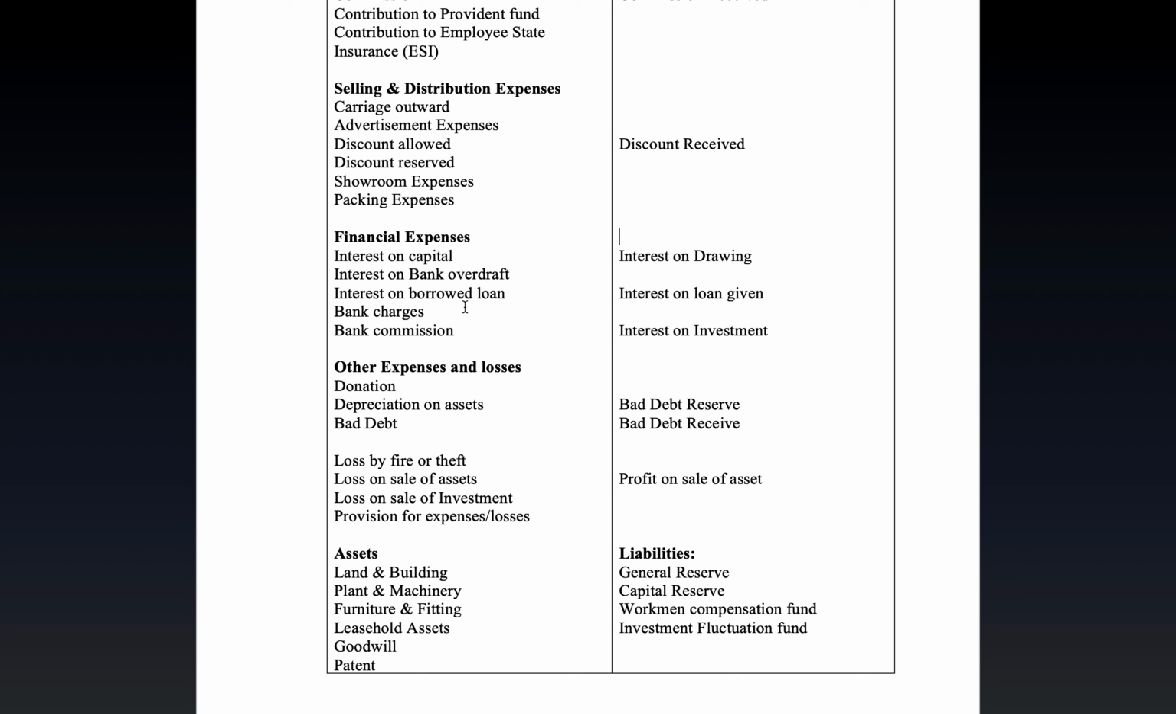Here I wrote together interest on loan borrowed. If we are borrowing loan and paying interest on it, it becomes expense. And if we have lent a loan and we are receiving interest on that loan, it becomes income. So just to make you understand, I wrote it together. Next, interest on investment also becomes income.